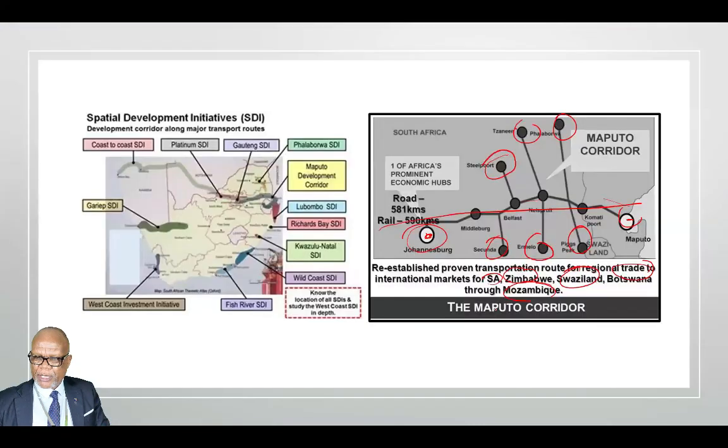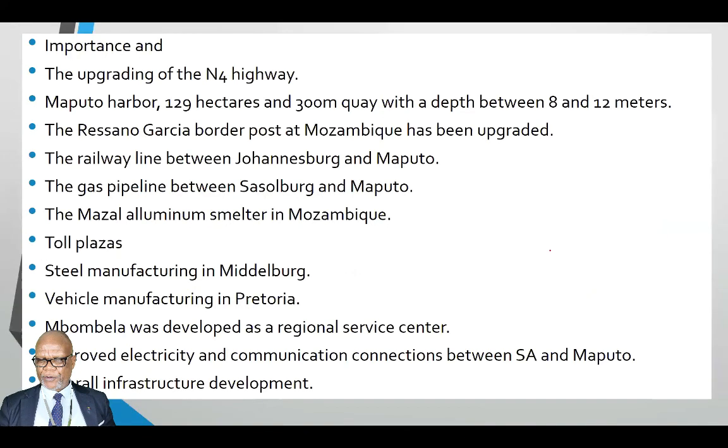So the SDI will also have the same impacts as industries individually. We said industries will create jobs. Also SDIs will create jobs because they have all this development along them. So we're looking at the importance of this Maputo Corridor. It relates to the upgrading of the N4 highway.